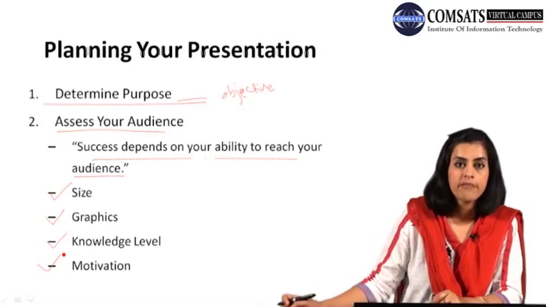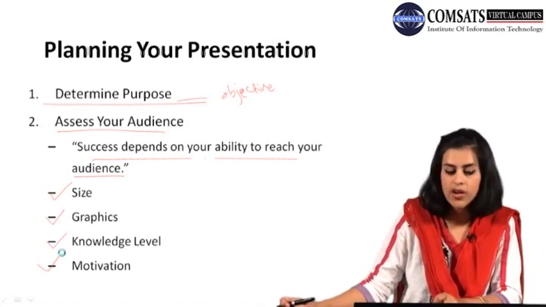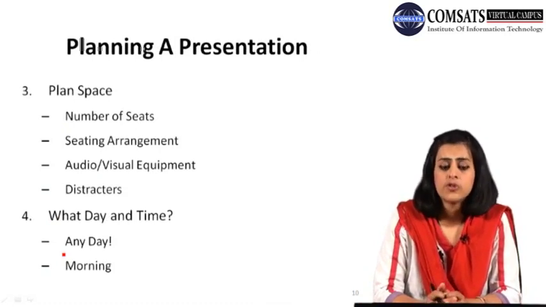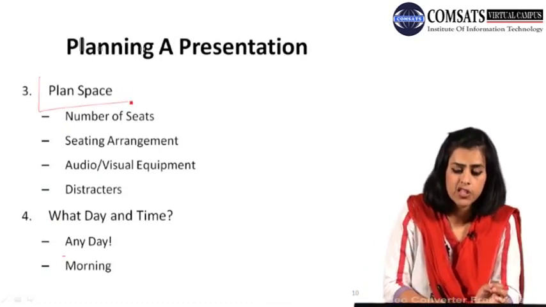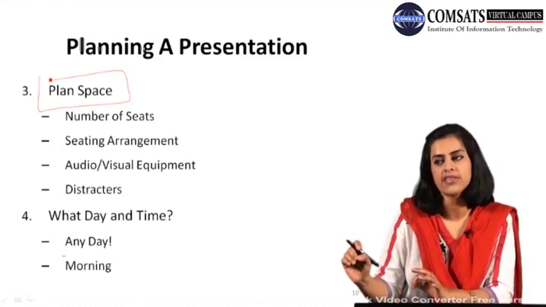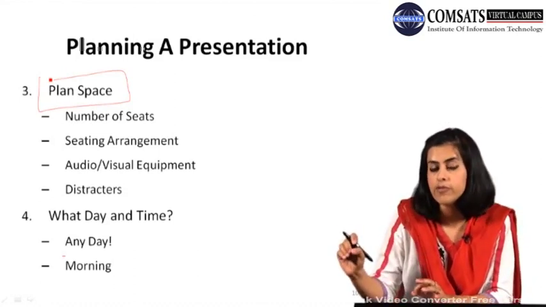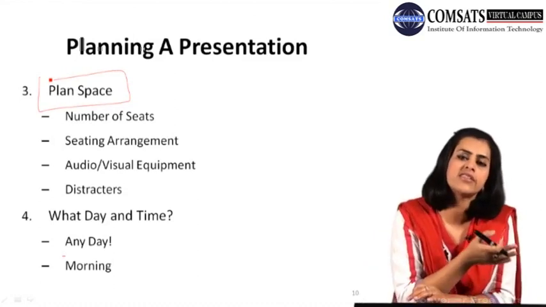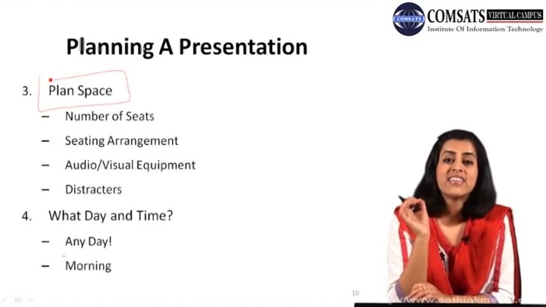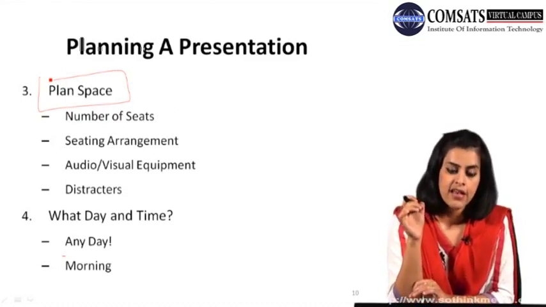The first one was determining your purpose and the second one was assessing your audiences. The third thing that you are supposed to keep in mind is planning of the space. Once you know what exactly your purpose is, what the major objective of your presentation is, and you have assessed what kind of audiences you would be presenting in front of, the third thing you are supposed to plan for is the space.